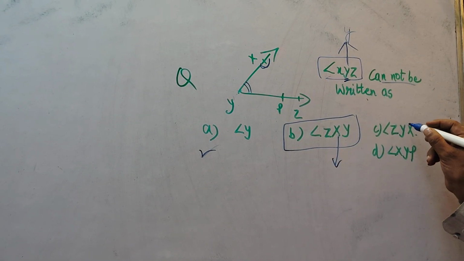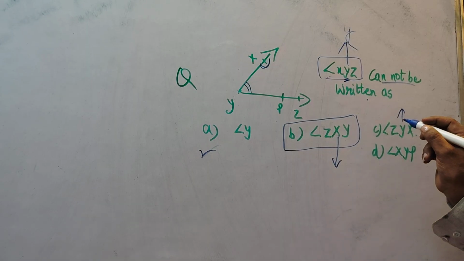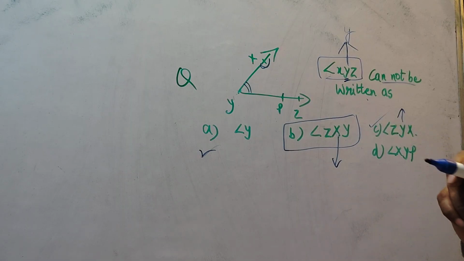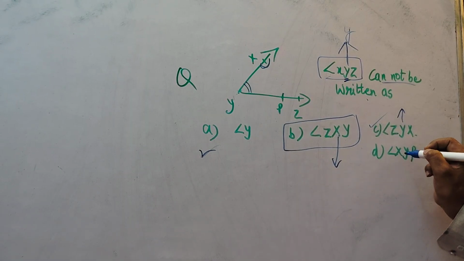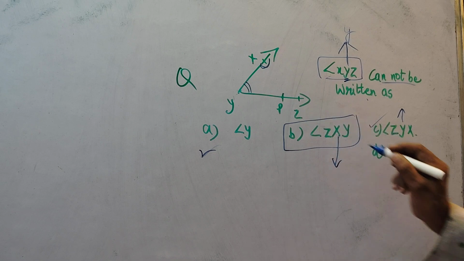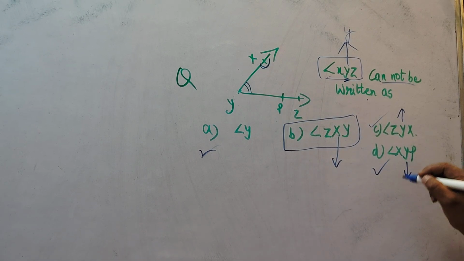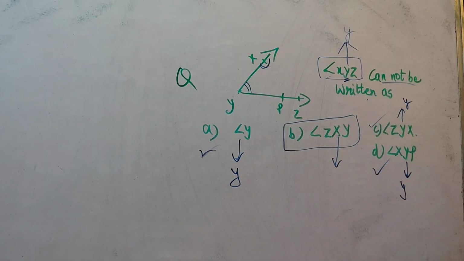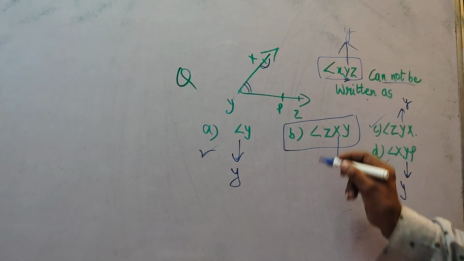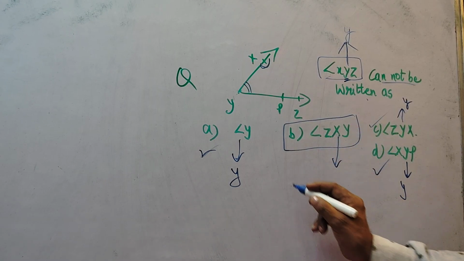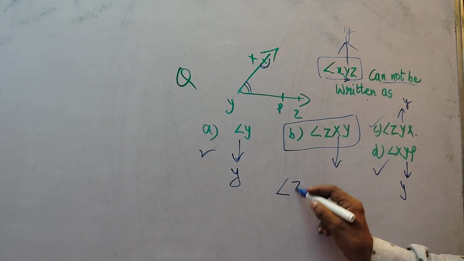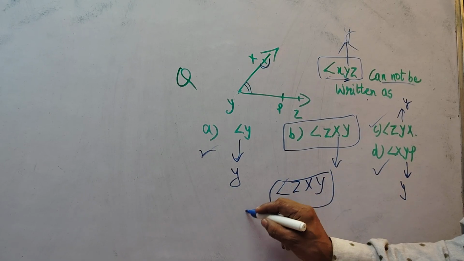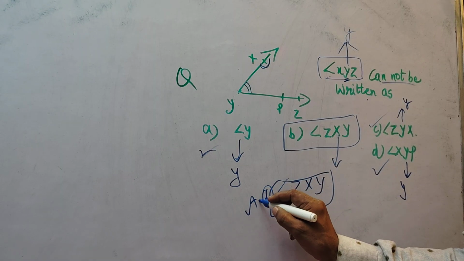In option C, angle Y is also given, named ZYX. Option C also indicates angle Y, and option D, angle XYP, is also correct because the middle letter is Y. So A, C and D are true, but the question says cannot be written as. So option B cannot be written for angle Y, because angle ZXY is angle X, not Y. This is the answer, option B.